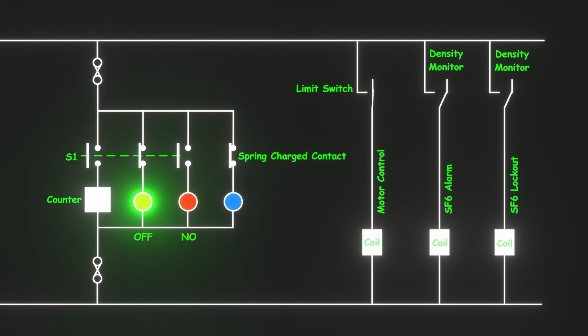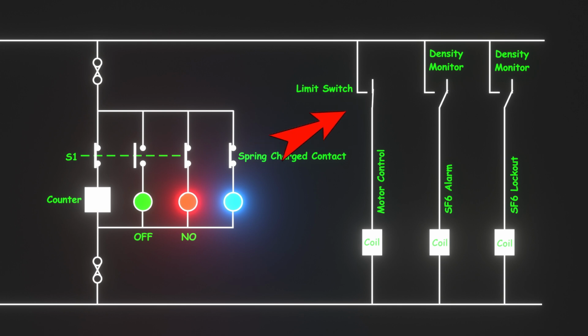Let's move on to the spring charge indication circuit. A limit switch is installed in the spring charging motor. When the spring is uncharged or in a relaxed state, this limit switch changes position, allowing power to flow to a relay coil. When the coil gets energized, it causes the spring charging contact to open. Now, once the spring becomes fully charged, the limit switch returns to its original position. This cuts off power to the relay coil, which then de-energizes. As a result, the spring charging contact closes and a blue lamp turns on to show that the spring is now fully charged.